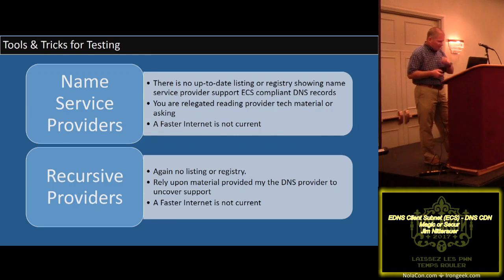So I'm going to get into a few tricks here for testing. As I said earlier, there's no registry or repository of providers that support either the caching or authoritative side. Again, the Faster Internet site is not current. There's no registry listing for recursive providers either. The services that are coming out, the software, Unbound and Bind, now support it. Bind is in version 9.11. That's not the mainstream. That's the beta process that they're working on now.